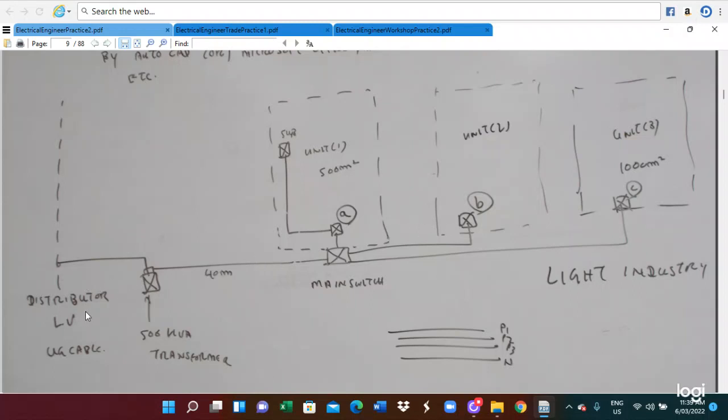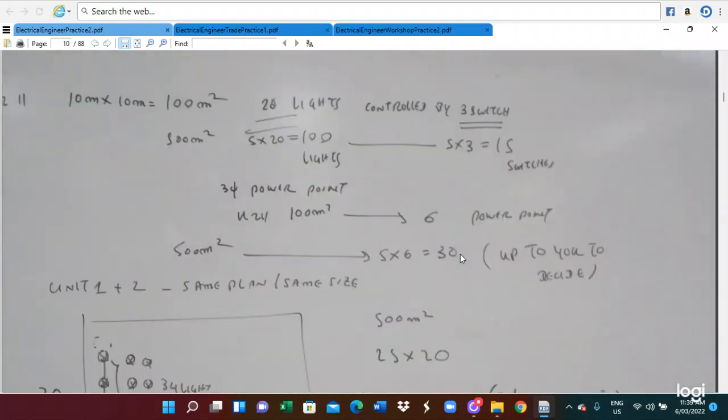So this is the distributor system, and then here a 500 kV transformer and 400 meters long, and it goes to the main switch. From the main switch, we connect to the sub-main, and from the sub-main, it is connected to the final sub circuit. So this will be the connection diagram of the main switch, sub-main, and the final sub circuit.